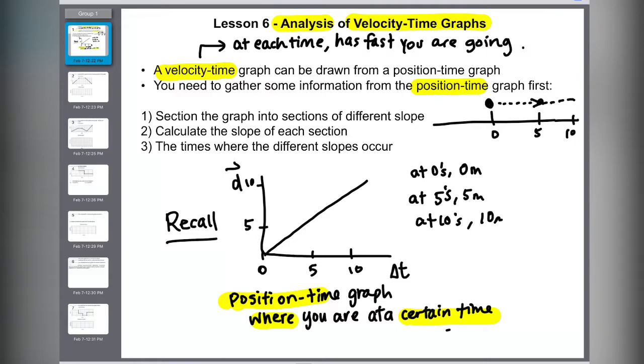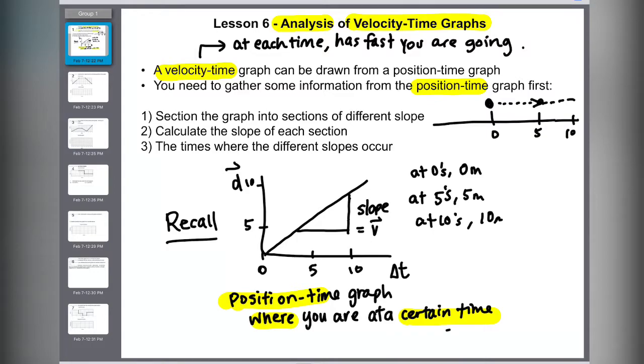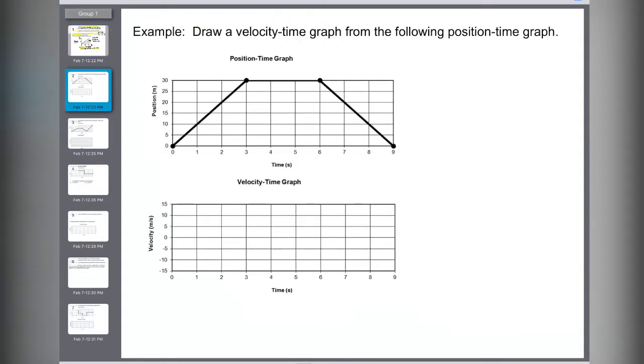Quiz time. If I have a position time graph, and I would like to calculate the velocity, what do I have to calculate of it? Remember, your rise over run, right? So my slope is equal to the velocity. So I need to, from a position time graph, work out what the slope is so that I can put it in velocity. First of all, you're going to have to section off the graph into different slopes. If the slope changes, we block them together, calculate the slope, and then match the time.